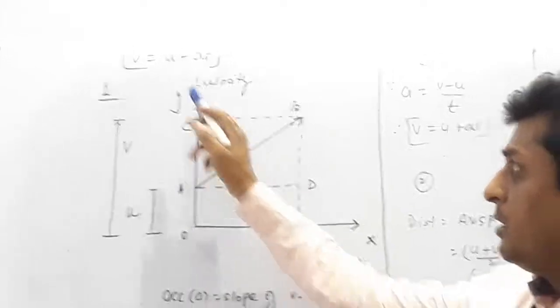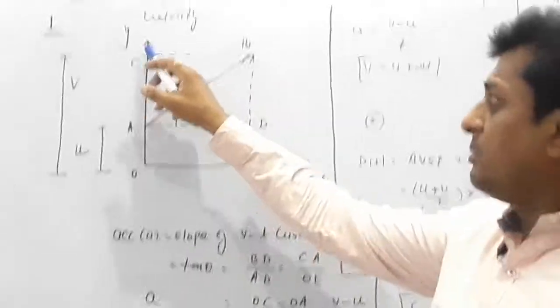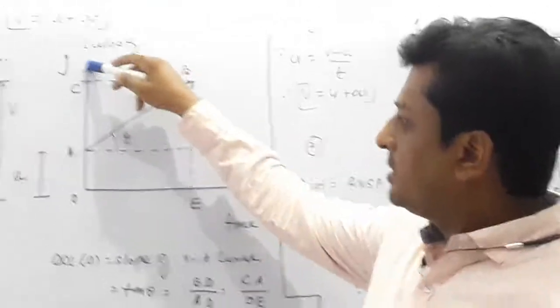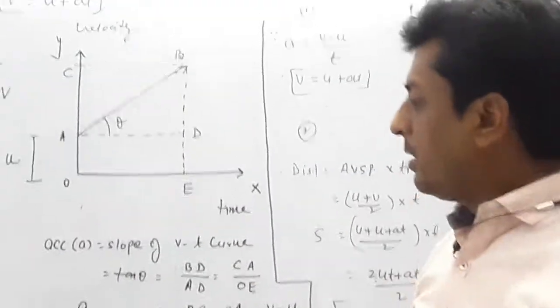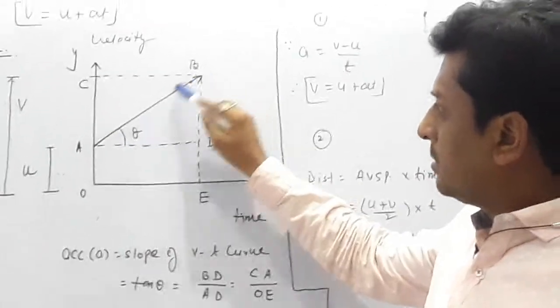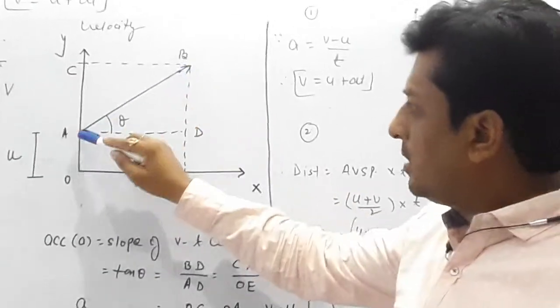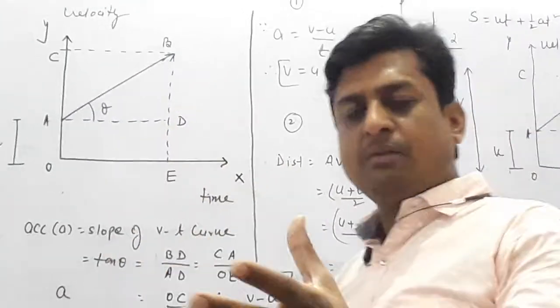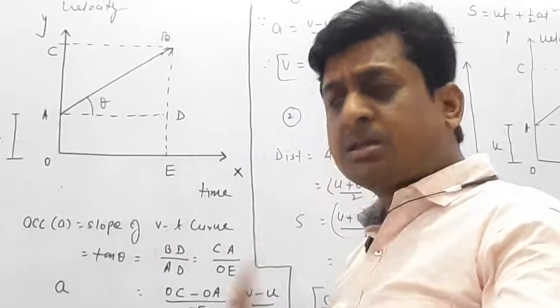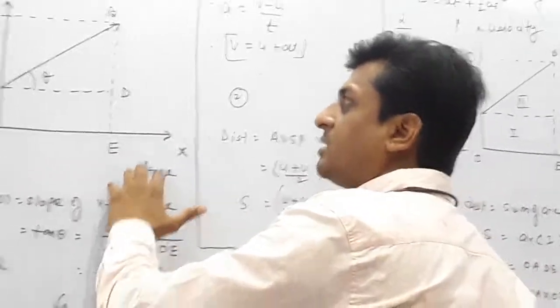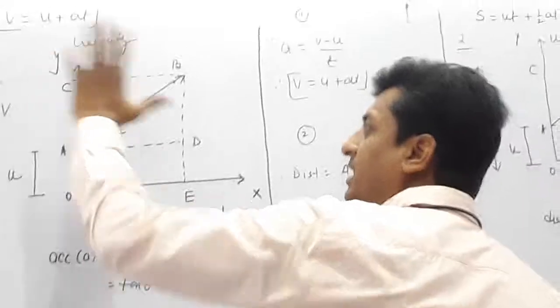Look here. To derive the first equation of motion, remember this graph. This is the x-axis, this is the y-axis, this is the origin. Now, this is the given curve AB, the bold line AB. You can see this arrow. This AB is the given curve. What does this curve indicate? Time is taken on the x-axis and velocity on the y-axis.